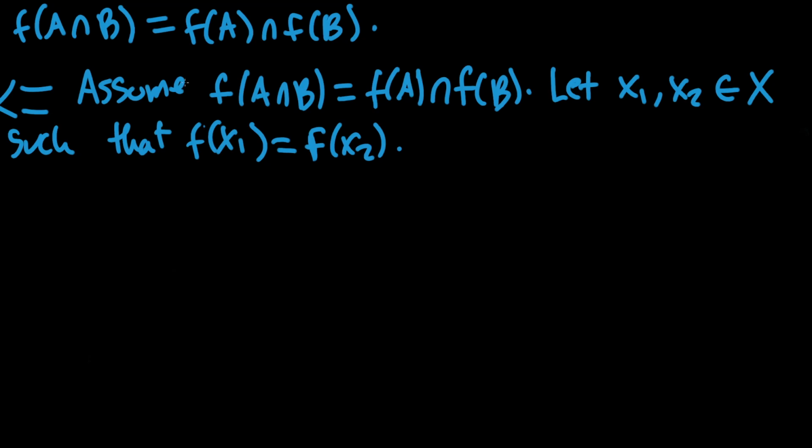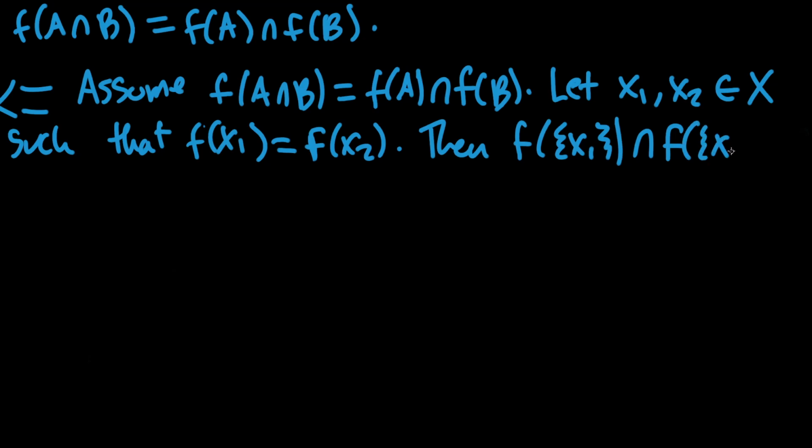Okay, so x1 and x2 are elements of X and their images are equal. Now, what can we go ahead and say about this? Well, let's try to bring it back to our assumption right here. We'll say then f of x1 intersect f of x2 must be non-empty, right? Because the image of x1 and the image of x2 are the same, so their intersection cannot be empty. So we have that the intersection of the images is non-empty, and now we can go ahead and use our assumption.